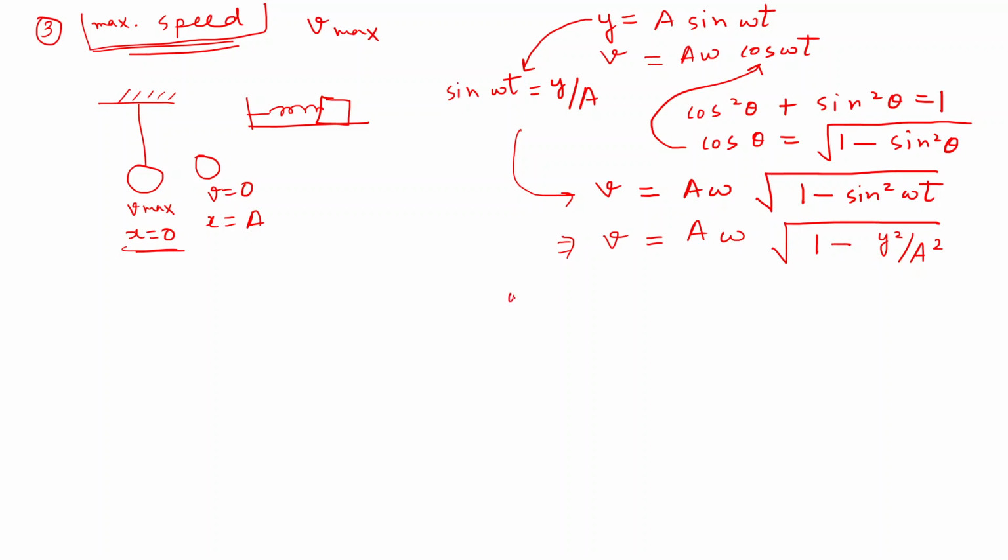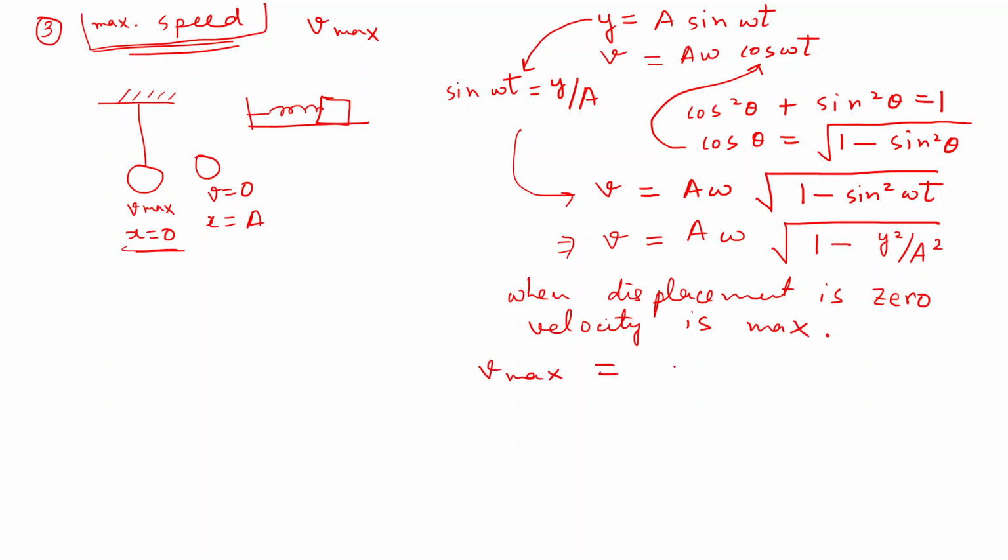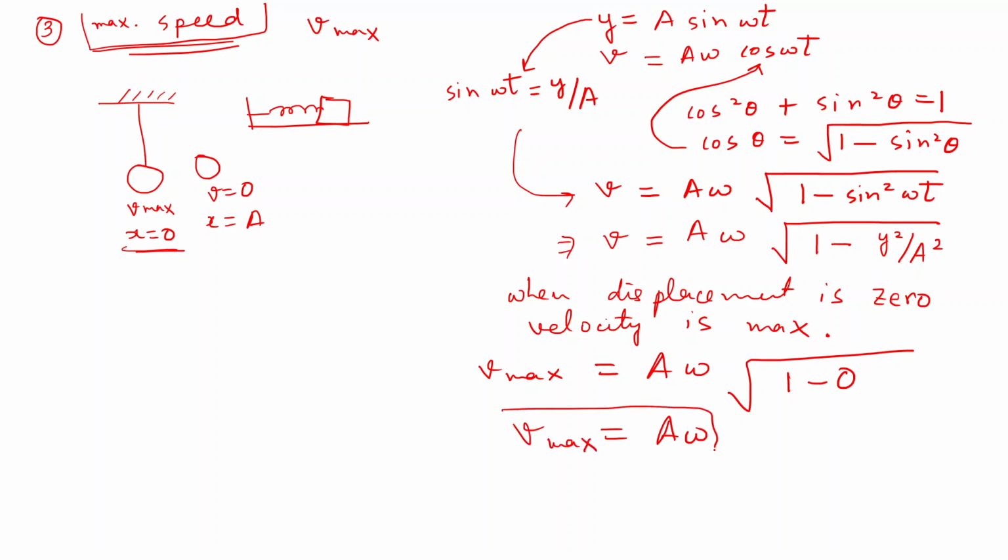So when displacement is 0, velocity is maximum. Velocity is maximum when amplitude times omega, and when y is 0, it will be 1 minus 0, which will give us A omega. So V maximum equals A omega. Again, you don't need to remember every formula, but this is the way to derive these formulas.